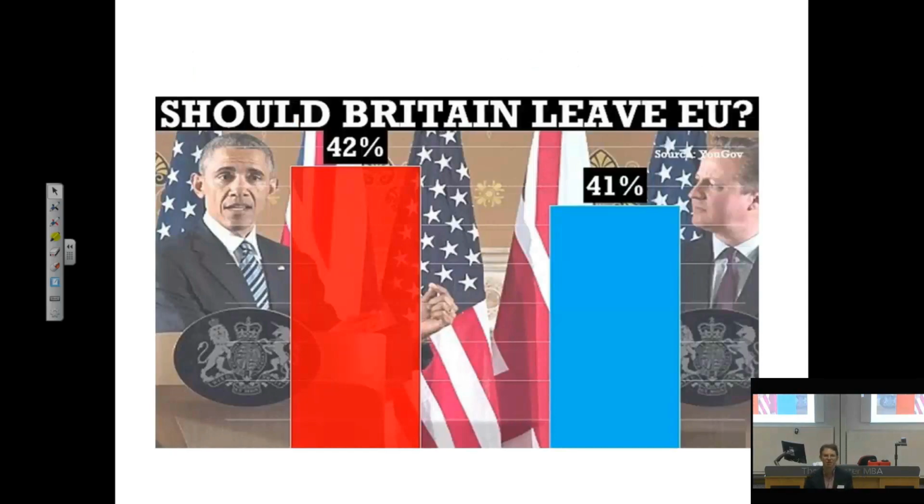So here's an example. This is a pre-referendum poll in 2016, published in one of the British tabloid papers. I think it was the Daily Mail that published this one. Again, we can think about this as a way of visualizing data. We have a bar chart here. Would you say this is a successful data visualization or not?